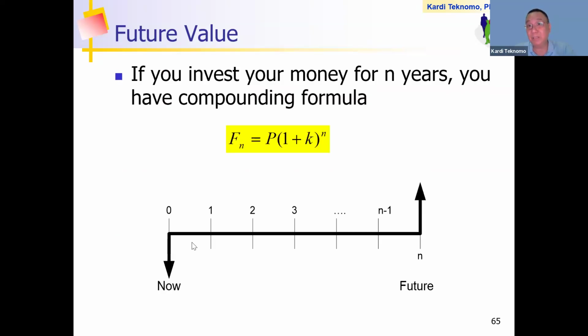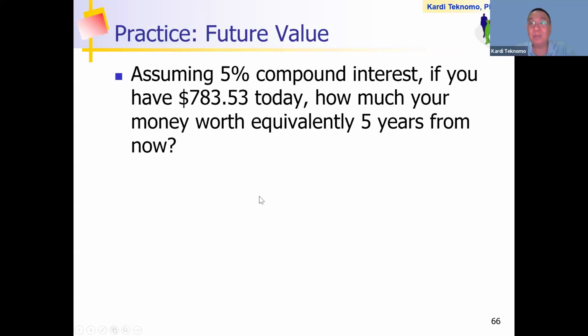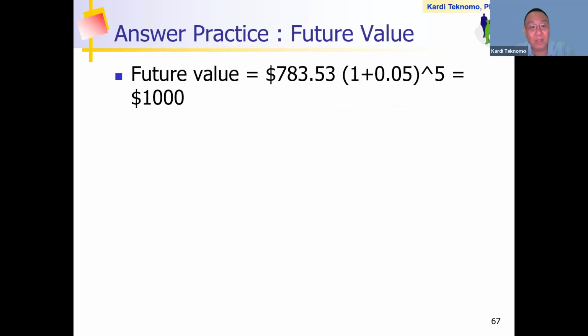Sometimes it's easier if you put the cash flow like this, with this kind of drawing. Down means you pay, up means you get money. Using this, you can do the practice very easily. Assuming 5% compound interest, and today you have 700 something, how much is the money worth equivalently in 5 years? You just put it into the formula, and you get 1,000.